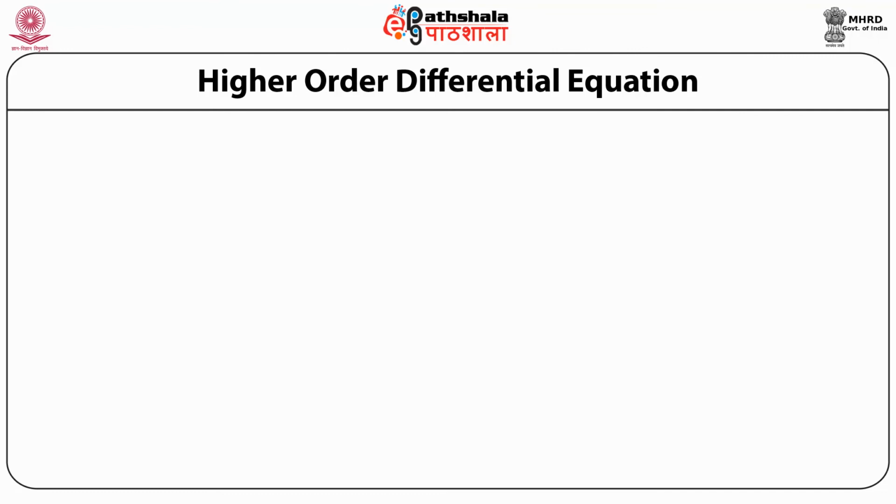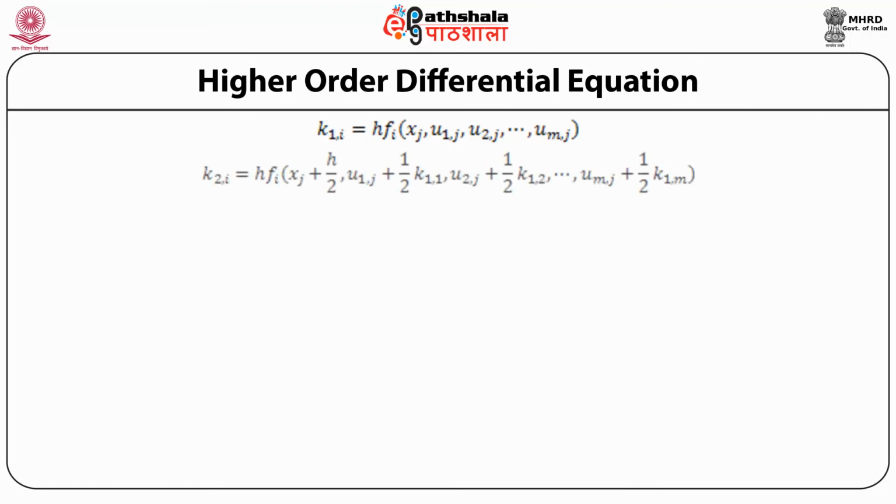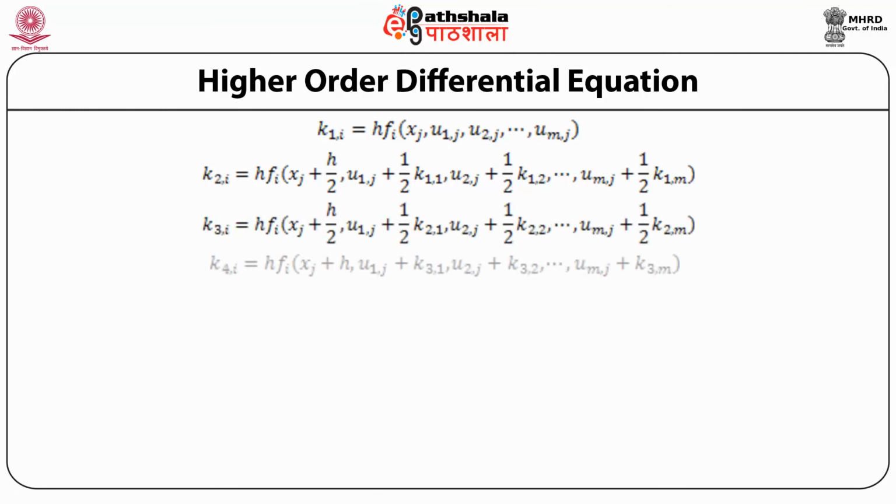Higher order differential equation. k1i is equal to h into fi, which is a function of xj, u1j, u2j and so on till umj. Then k2i is equal to h into fi of xj plus h by 2, u1j plus 1 by 2 k11 and u2j plus half of k12 and so on till umj plus 1 by 2 k1m. Similarly, we can write the expression for k3i and k4i.